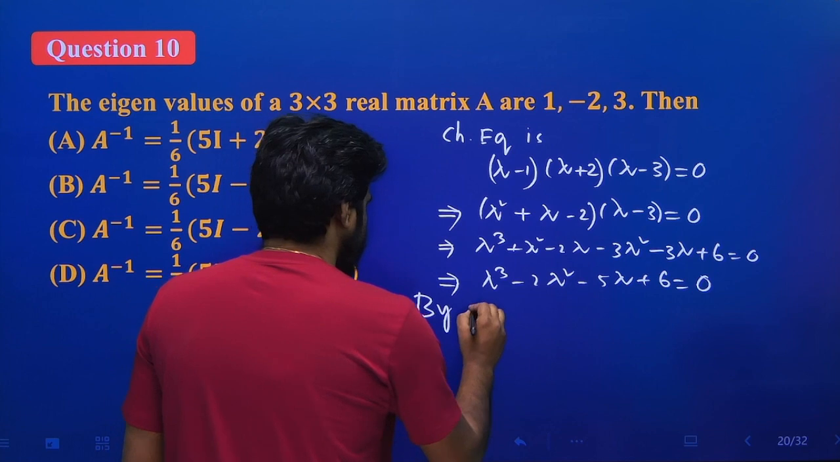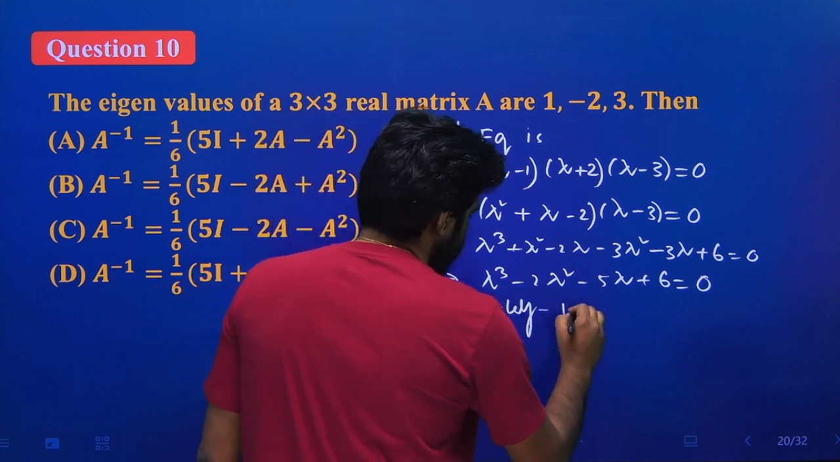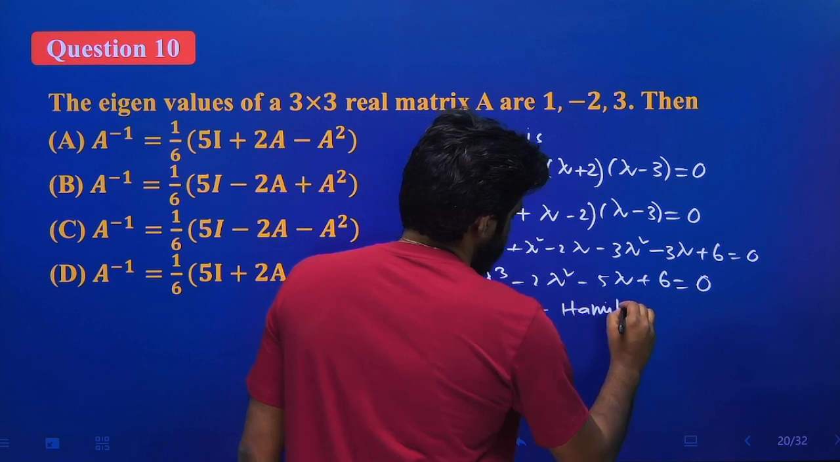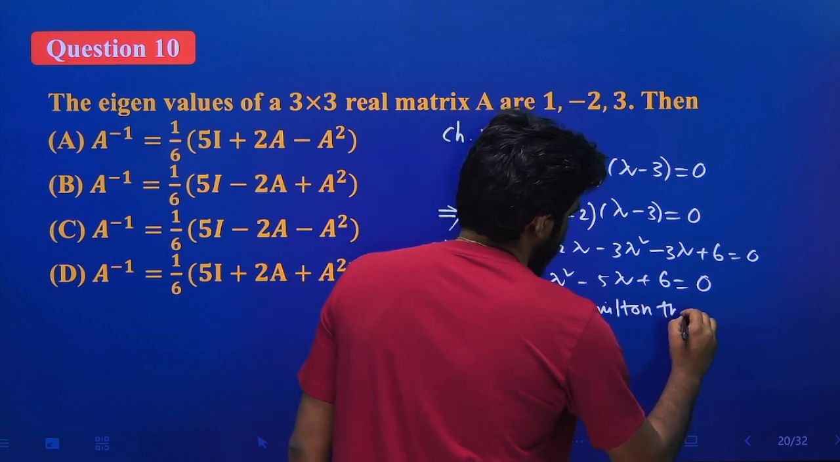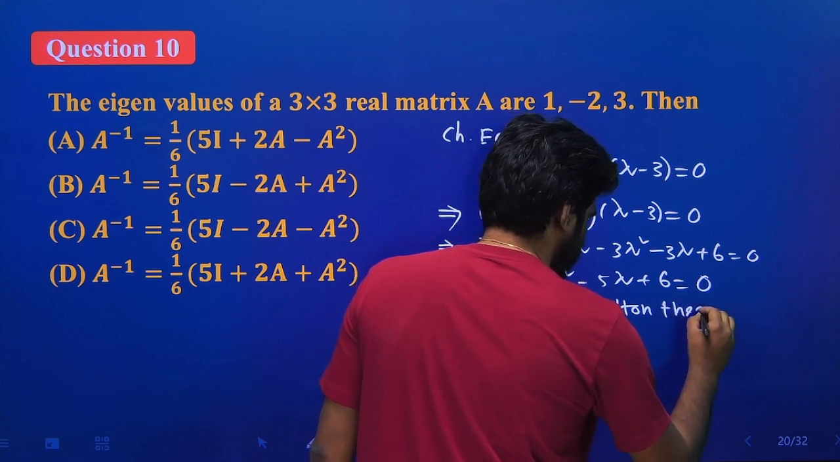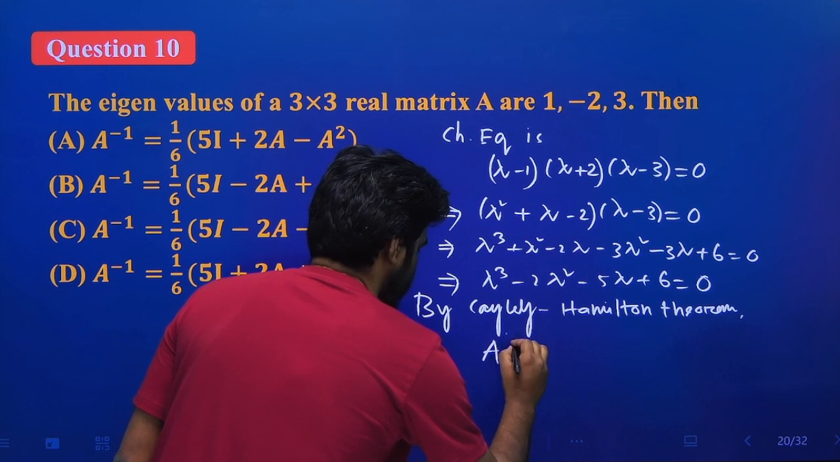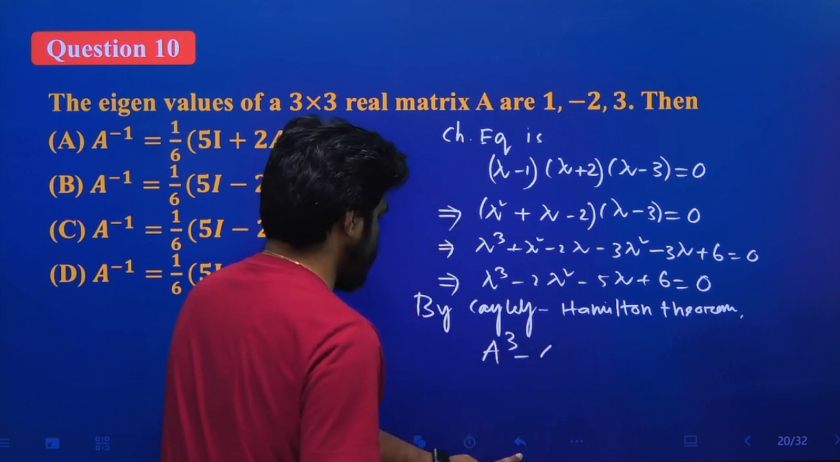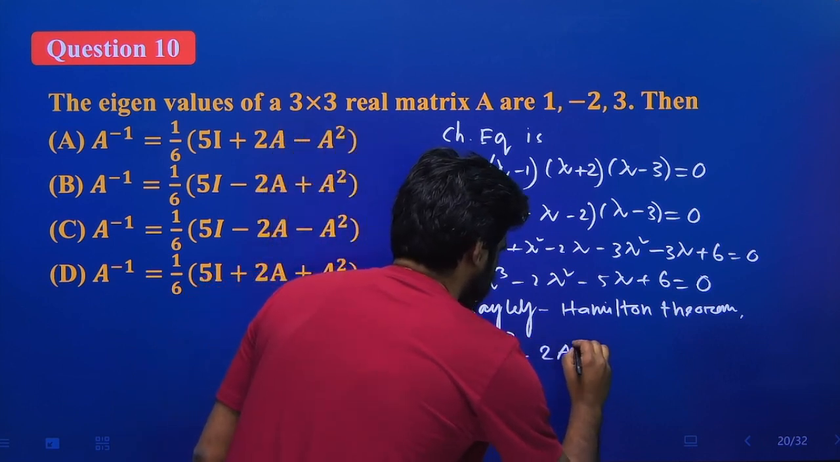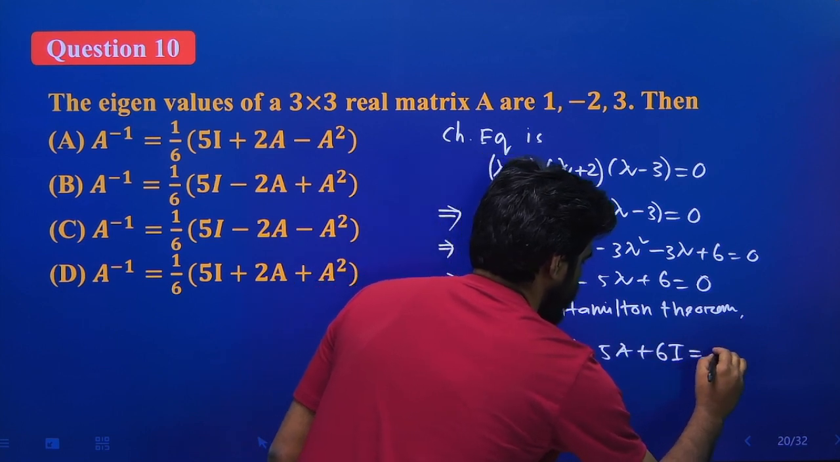Now Cayley-Hamilton theorem states that every square matrix satisfies its own characteristic equation. So by Cayley-Hamilton theorem, what we can say is that A cube minus 2A square minus 5A plus 6I is equal to 0.